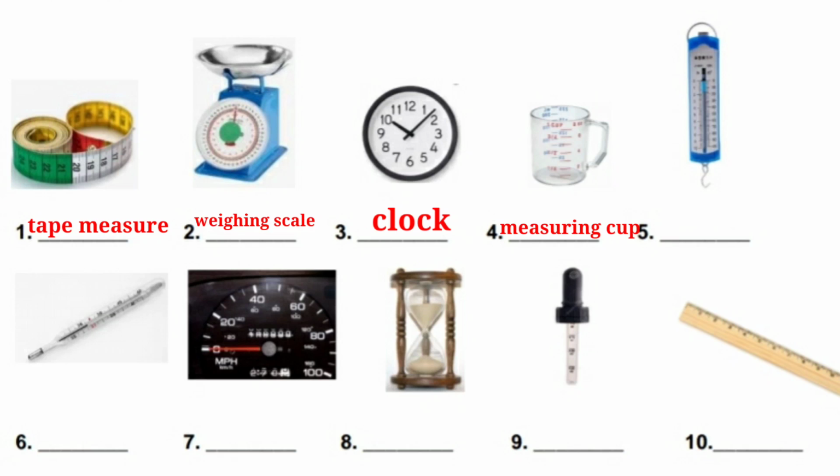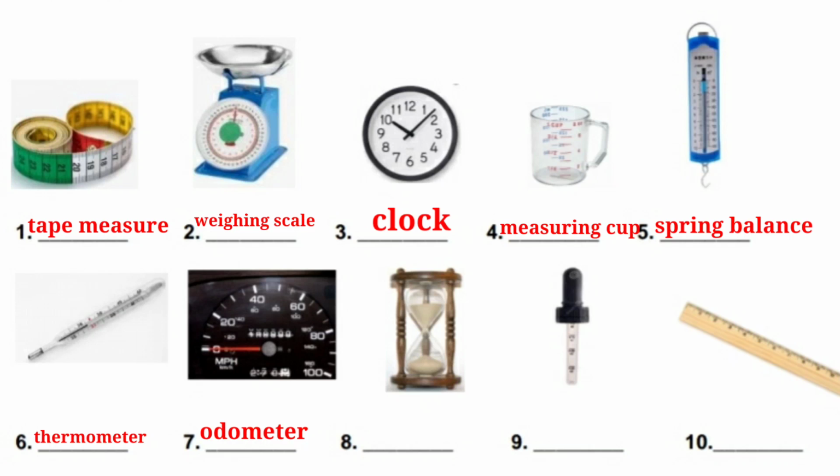Are you sure that is a weighing scale? That is a spring balance. Very good, you're right. Let's proceed to number 6. What do you call that item? Very good, that is a thermometer. Let's proceed. Number 7. What do you call the item? Number 7 is an odometer. Very good.